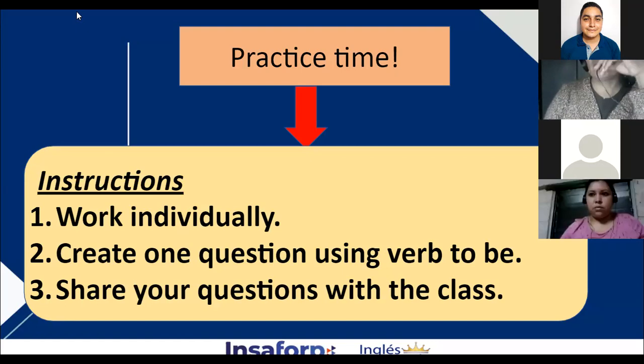Hola, sí, no la escuchaba. Maria, is your house black? ¿Es su casa de color negro? Yes, it is, o no, it is not, Maria. No, it is not. Thank you, Rosario. Maria, ask your question to Lidia del Carmen.